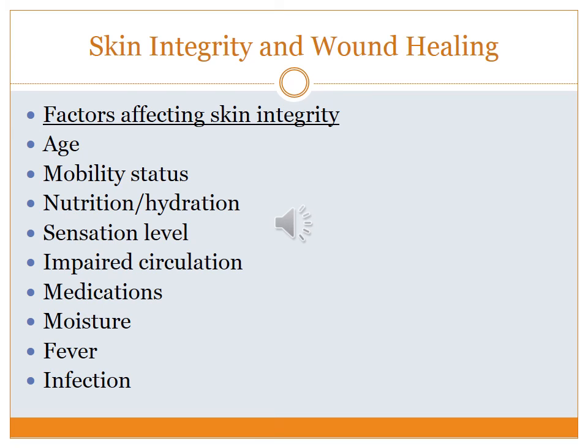Skin integrity and wound healing. Factors that affect skin integrity: your age, mobility, status, nutrition, hydration, sensation level, impaired circulation, medications, moisture, fever, and infection. We talked about how as the elderly get older, their skin is less elastic, it's drier, more prone to injuries. Mobility status, increased pressure, shearing, and friction can lead to breakdown. Poor nutrition, they have less regeneration, and then dehydration, you usually have poor turgor.